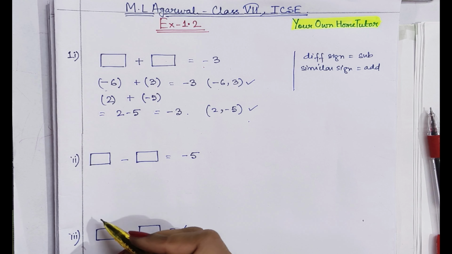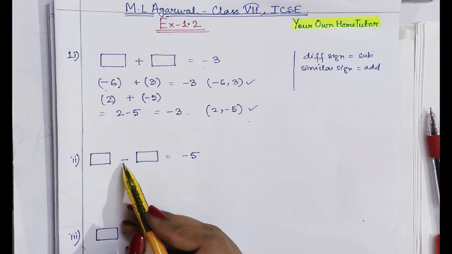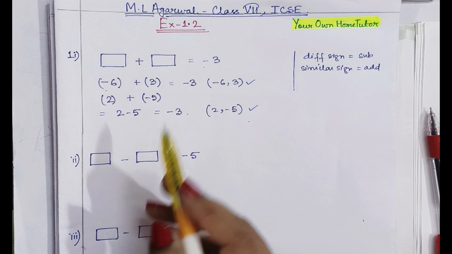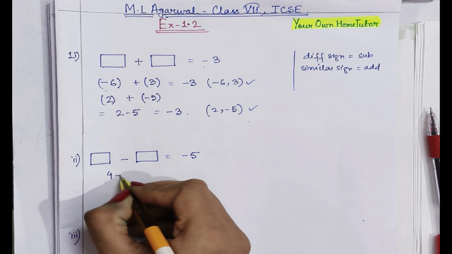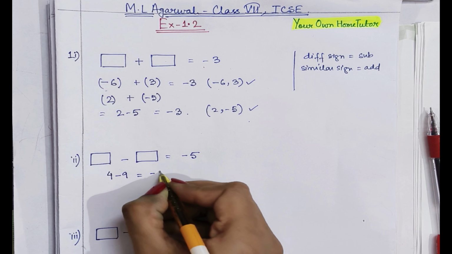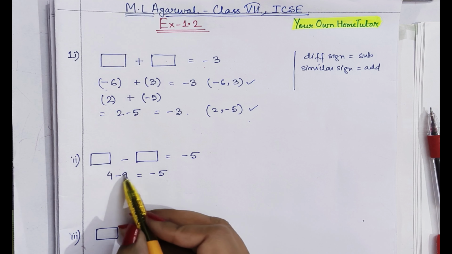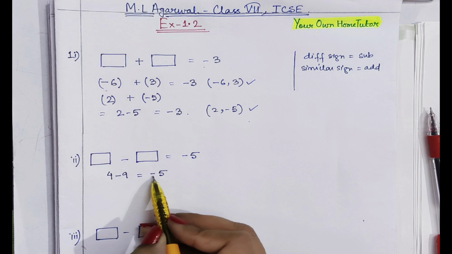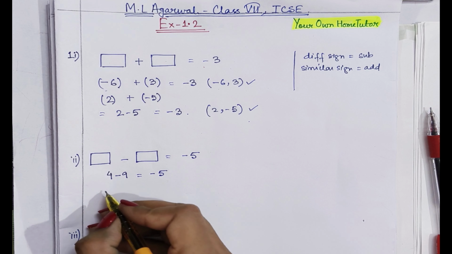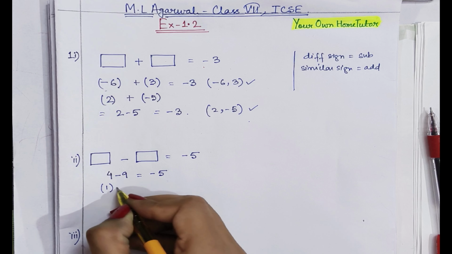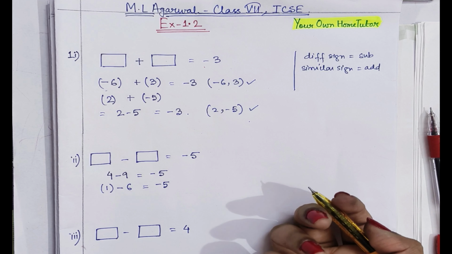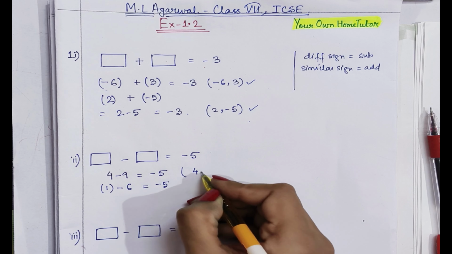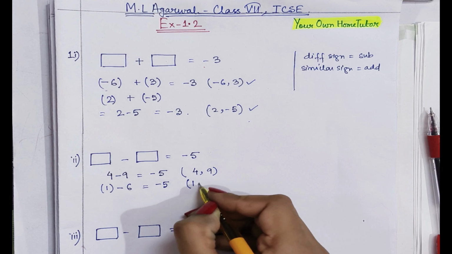The second question says that write a pair of integers whose difference is minus 5. Here we need to follow the difference, not addition. So if I subtract 9 from 4, then I can get minus 5. Why? Because 9 was greater and we had to take its sign. Similarly, if I take away 6 from 1, then also I can get minus 5. So here also we got two pairs of integers. What were they? One was 4 and 9. And the second was 1 and 6.